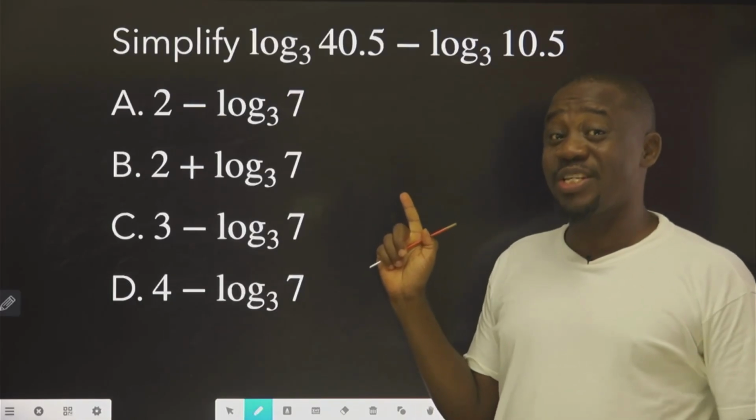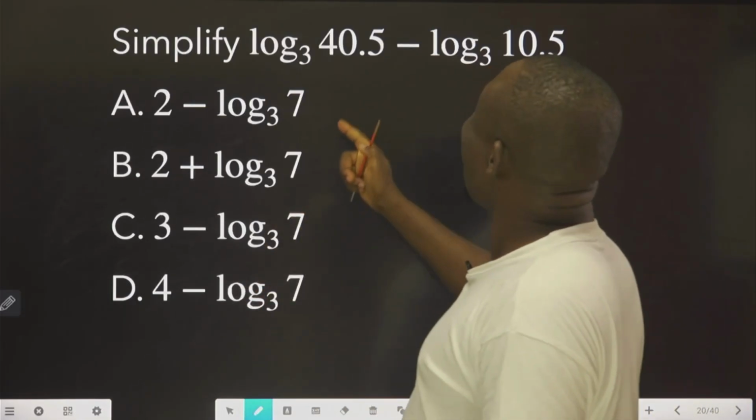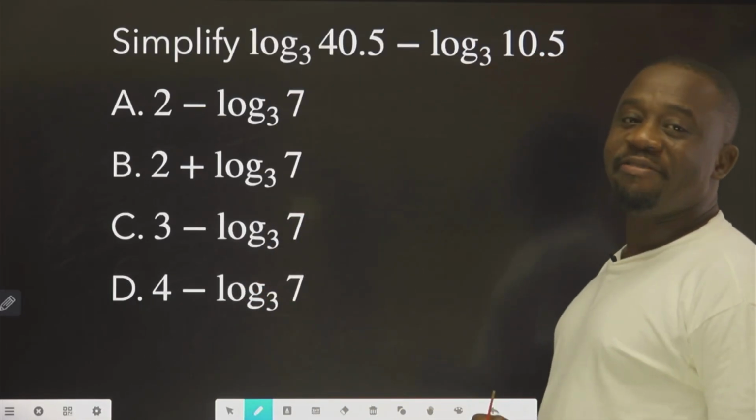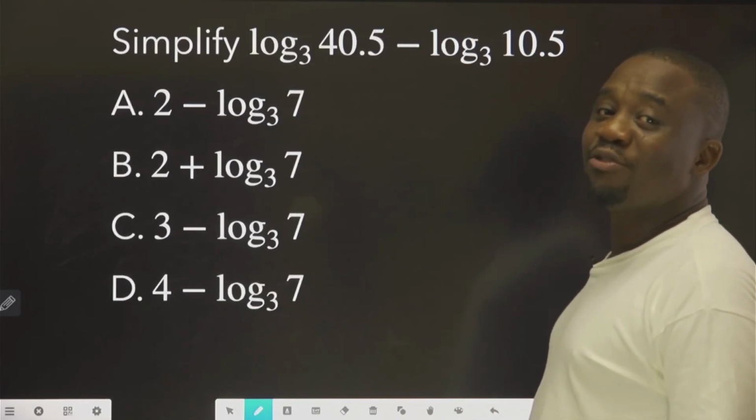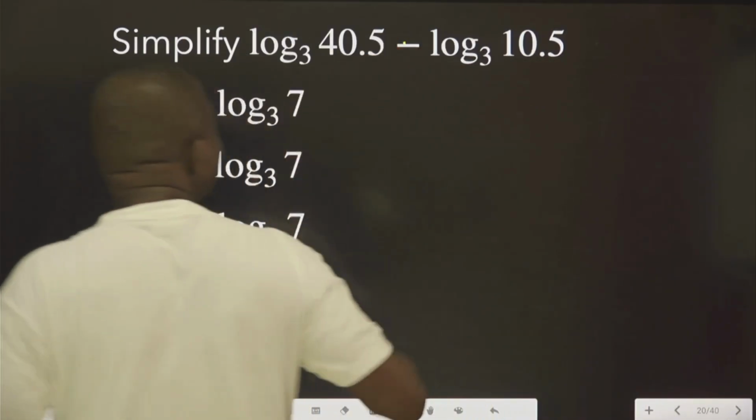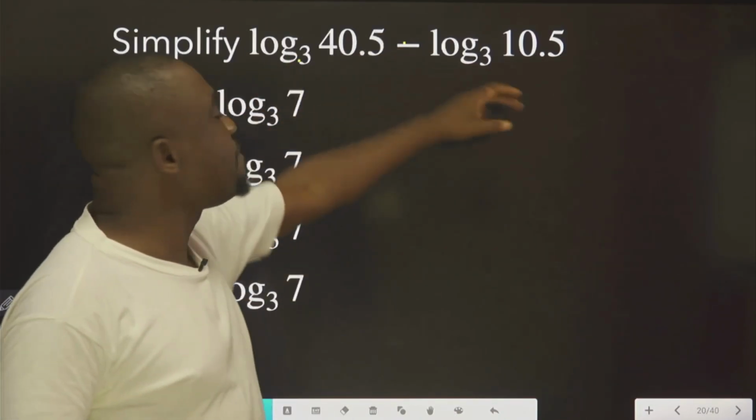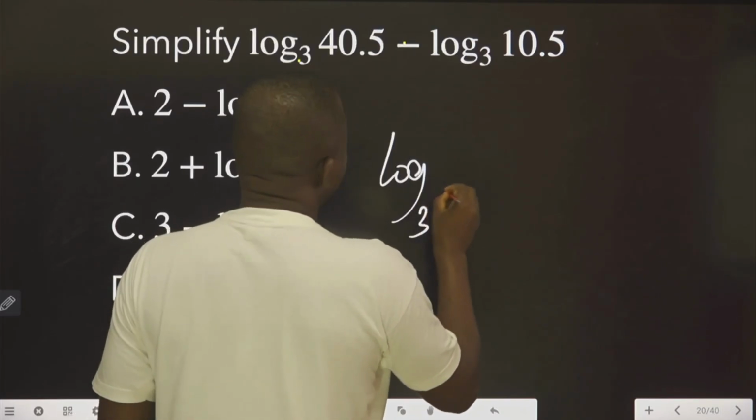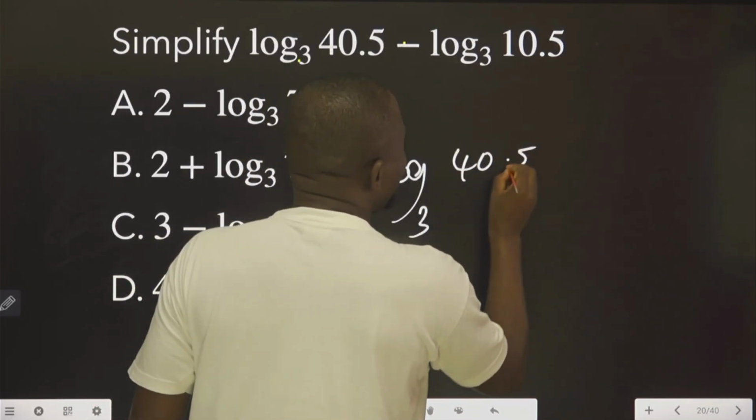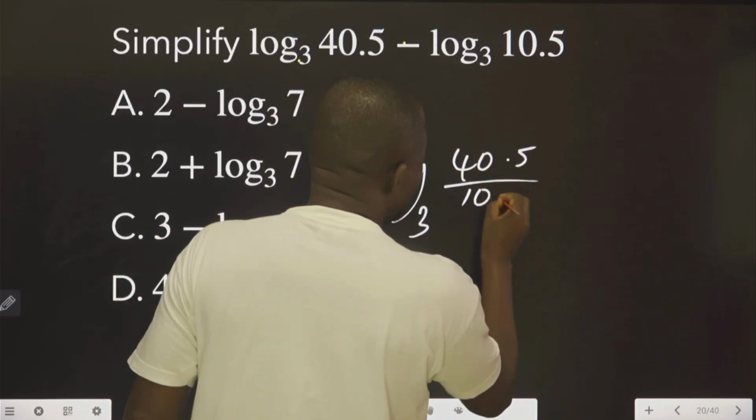Okay? Let's look at this question. It says, simplify log 40.5 to the base of 3 minus log 10.5 to the base of 3. When there is minus and they have the same base, what do you do? You divide. That's to say, log to the base of 3, 40.5 over 10.5.